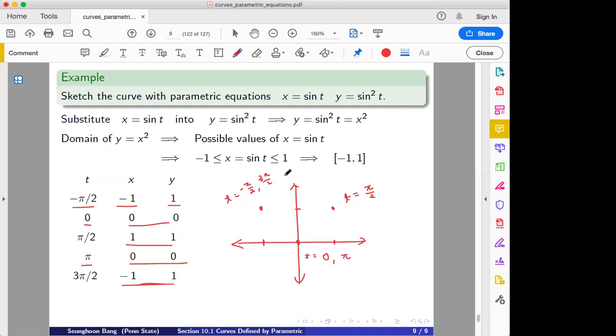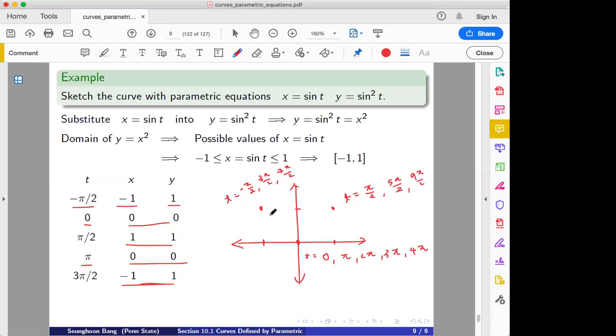You have to keep going. 2 pi is here, the origin. Then 5 pi over 2 gives 1, 1. 3 pi gives 0, 0 again. 7 pi over 2 is here. So keep going: 4 pi again, 9 pi over 2, and so on.